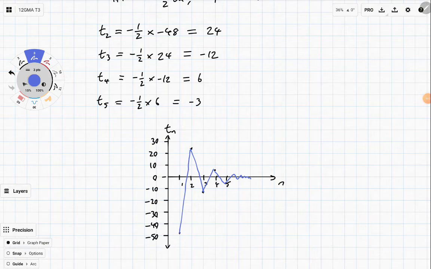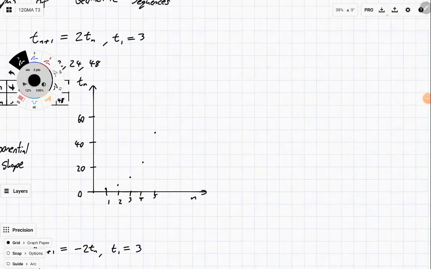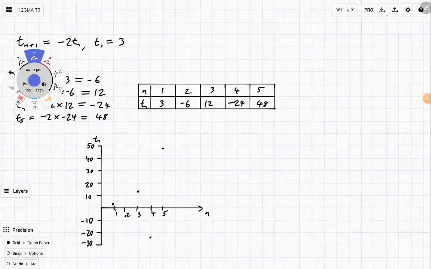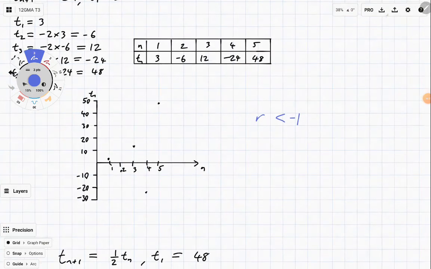So these are the different shapes that you can see, and they tell us what r is equal to. When r is bigger than 1, this is the shape you're going to get. You're going to get this increasing shape. When r is less than -1, then you're still going to get that increasing shape, but it's going to be bouncing away. So you're going to end up with something like this.